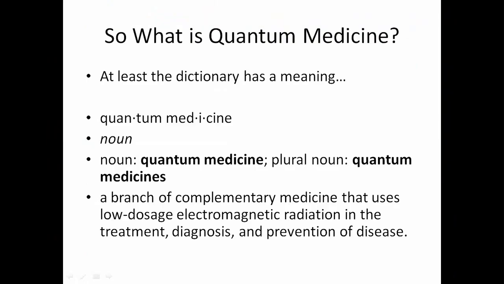So what is quantum medicine? Well, the dictionary does have a meaning. It's a noun, and it's a branch of complementary medicine that uses low-dosage electromagnetic radiation in the treatment, diagnosis, and prevention of disease. Now, I think that's a very narrow definition of what it is, and we're going to expand on that, and it's going to get much bigger than just using some electromagnetic radiation in disease. Let's go way beyond that. But this is at least a good start.